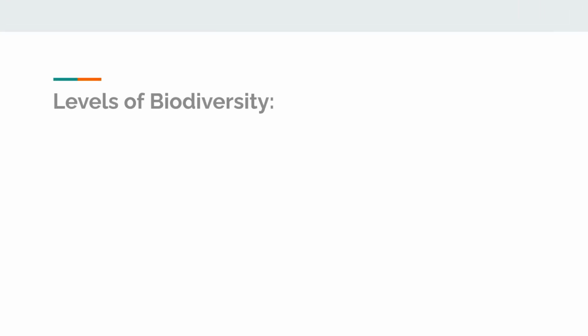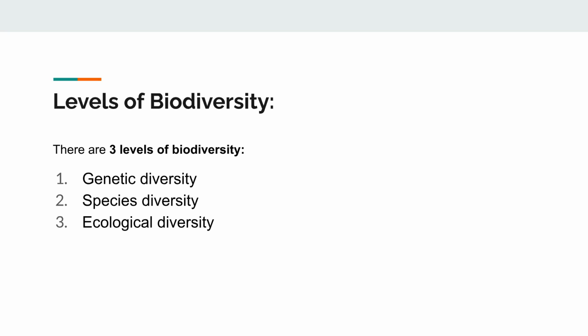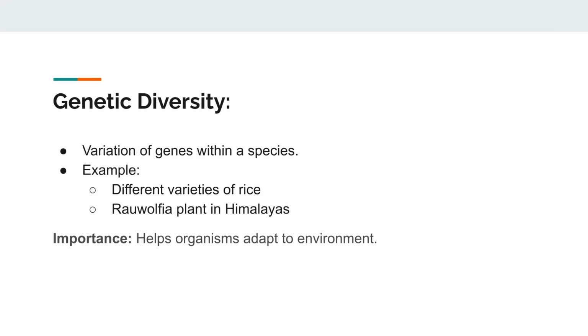Biodiversity exists across three main levels: genetic diversity, species diversity, and ecological diversity. Genetic diversity refers to the variation of genes within a species. Examples include different varieties of rice or the Rauwolfia plant in the Himalayas. This diversity helps organisms adapt to their environment.